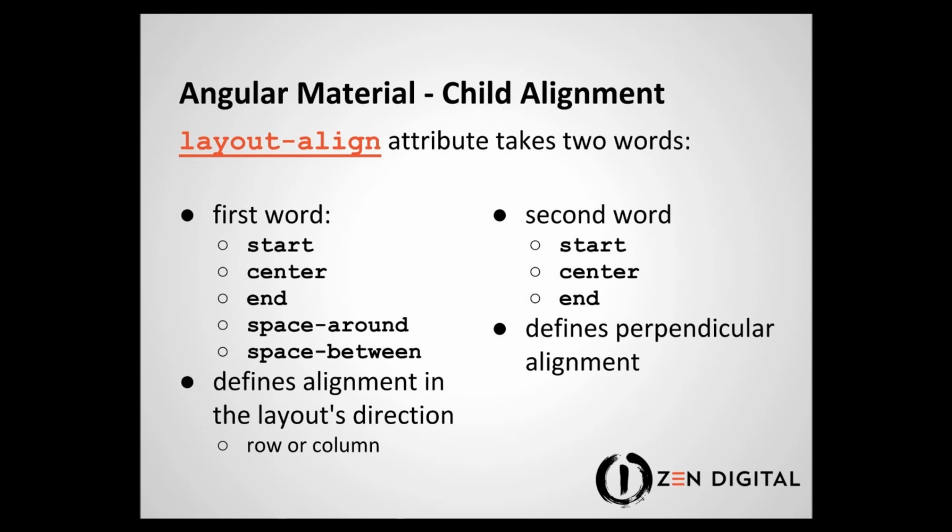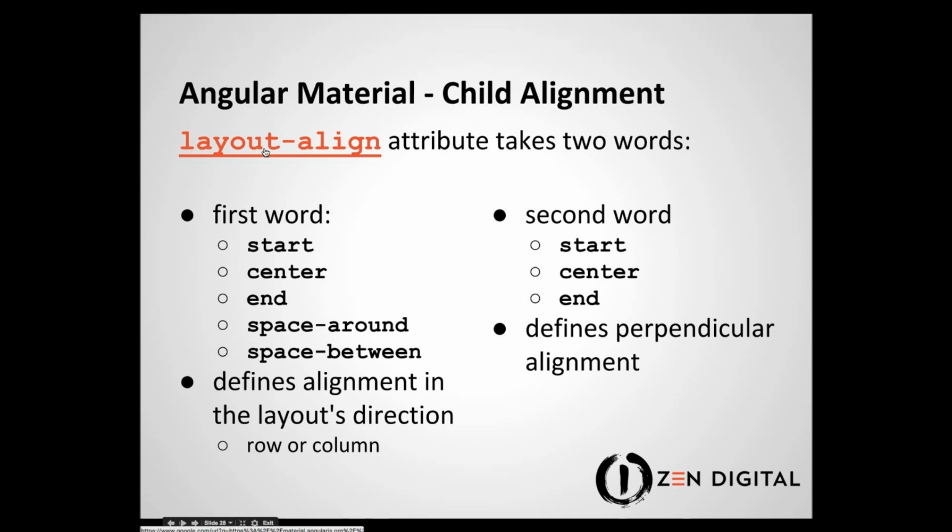Angular material has child alignment. So you have this layout align attribute that takes two words. The first word is start, center, space around or space between. And this defines the alignment in the layout's direction, which is either row or column. So if it's a row, its start would be at the top and end would be at the bottom, center would be in the middle. If it's a column, start would be at the left, end would be at the right, etc. And then the second word defines the perpendicular alignment. So whatever, the secondary alignment.